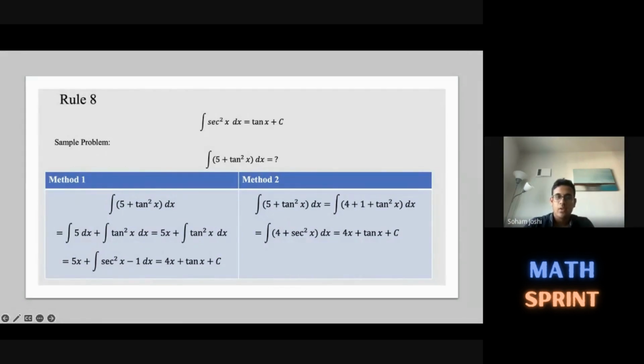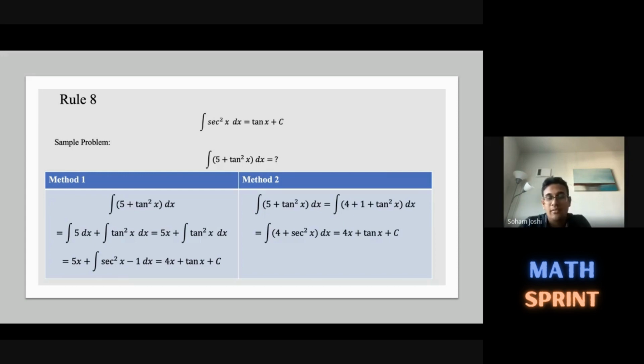Rule 8. When we integrate sec square x with respect to x, we get tan x + c. You might have been able to figure this out already because we know that if you differentiate tan x with respect to x, you get sec square x. So anti-differentiating sec square x will get you tan x + c. So let's do a sample problem.